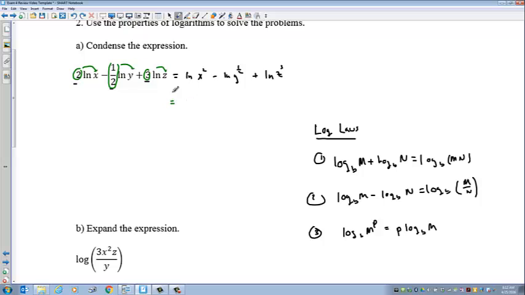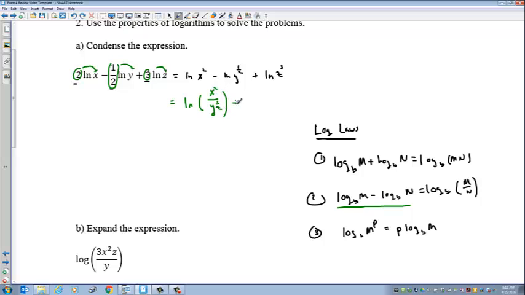Okay, and then you have a couple choices here. You do need to be careful because the order does matter. So always make sure you work left to right. What you have here is ln of this minus ln of that, which has this form. And so we're going to divide on the inside. So this is ln of x squared divided by y to the 1/2.